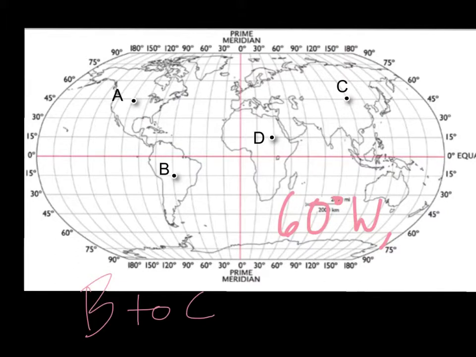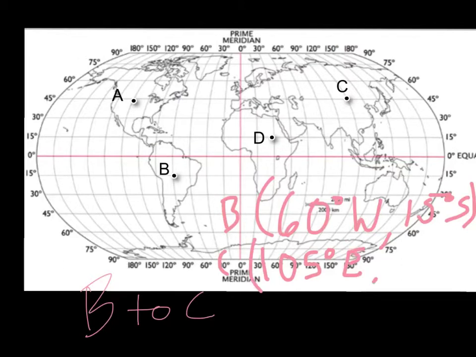And my longitude tells me I'm at 15 degrees south. And when I look at C, I can see that, tracking it to in between 120 and 90, that gives me 105 degrees east of the prime meridian. And C is 45 degrees north of the equator.